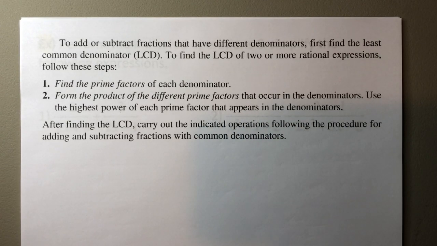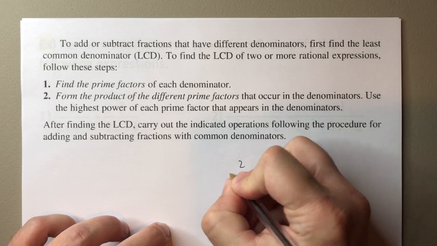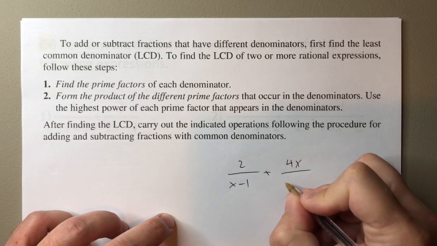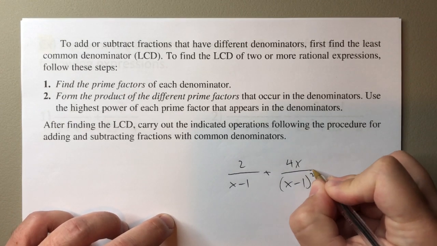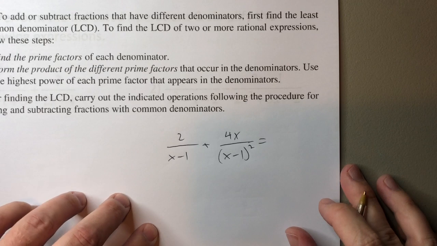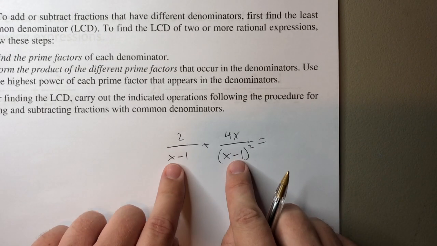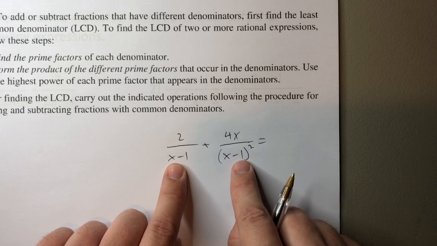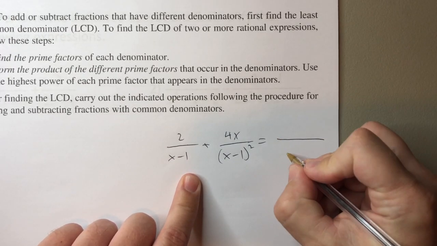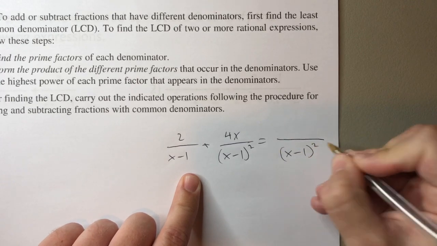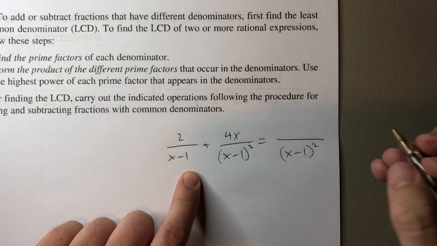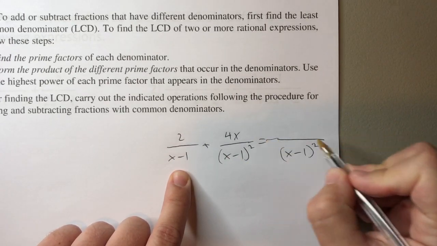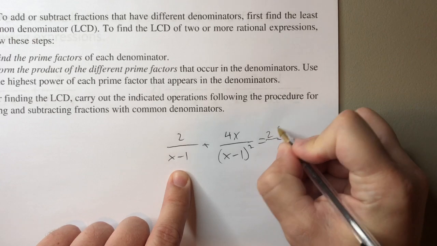So in other words, if you had, for example, 2 over x minus 1 plus 4x over (x minus 1) squared, these are both prime factors. The LCD would be the one of highest power. So the LCD would be this (x minus 1) squared. And then you're missing another x minus 1 here, so you'd have to include that in the numerator. So you'd actually get this.